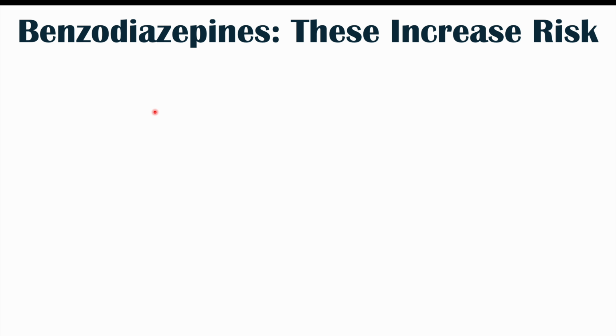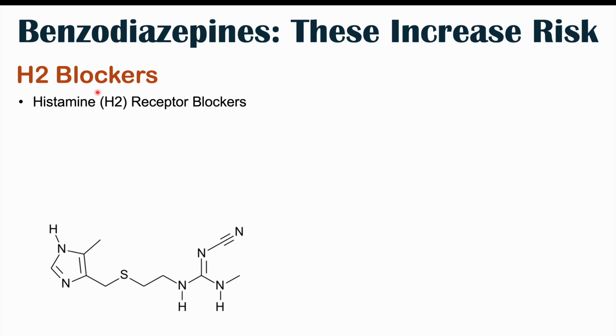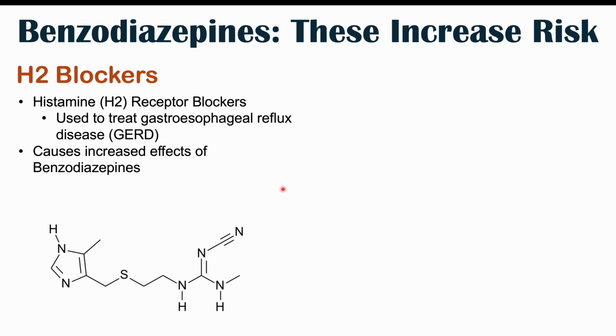Another class of medication that can worsen side effects of benzodiazepines are H2 blockers. So these are histamine H2 receptor blockers. These particular medications are used to treat gastroesophageal reflux disease or GERD. H2 blockers like cimetidine and ranitidine can cause increased effects of benzodiazepines. They increase serum levels of benzodiazepines and lead to higher effectiveness because they likely inhibit CYP3A4 enzyme activity. So again, that's one of those important enzymes that metabolize benzodiazepines.